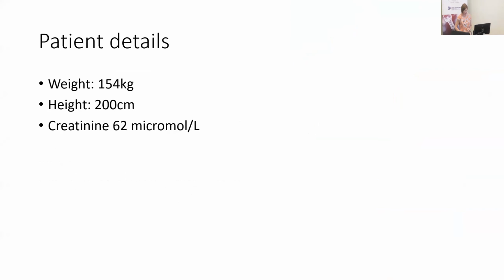So this man is 31. He weighs 154 kilos, he's 200 centimeters tall, and he has a creatinine of 62 micromoles per liter. So he's a pharmacokinetically unique patient, and he's also in the ICU very unwell, so we want to make sure we're giving him the optimal dose of drug.